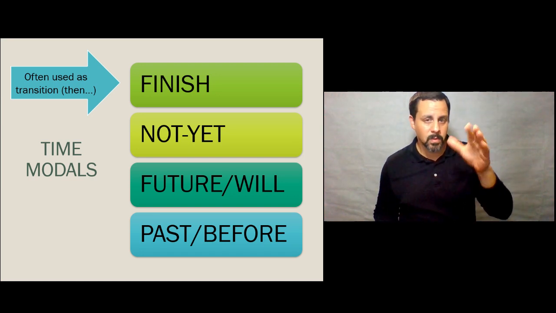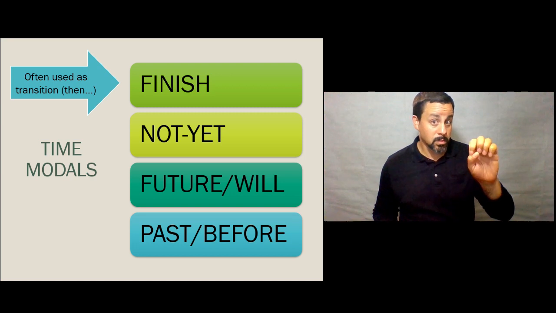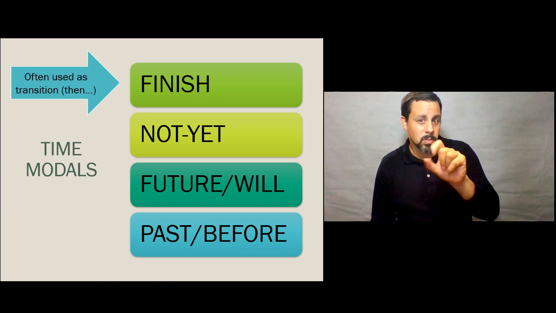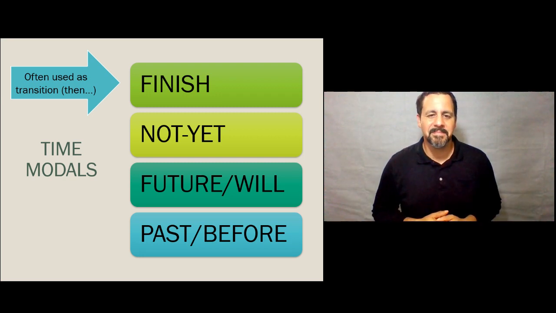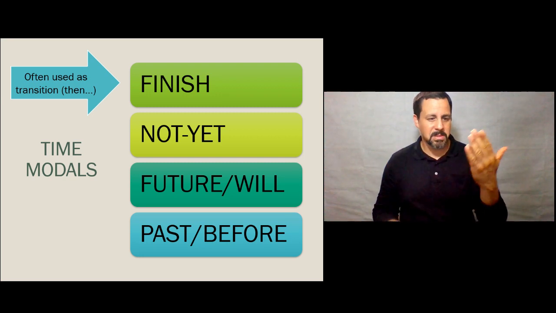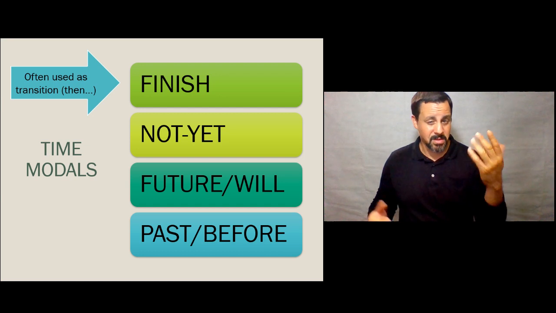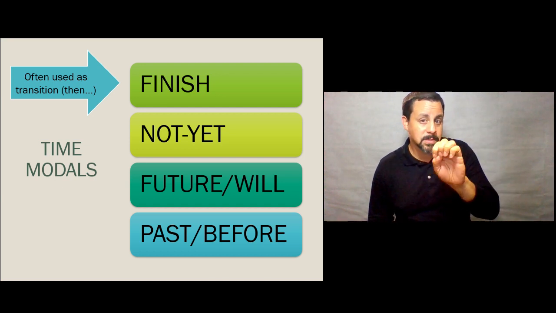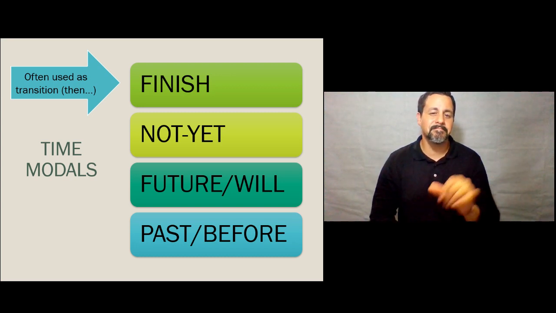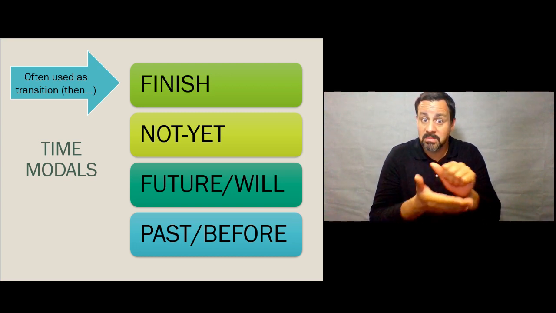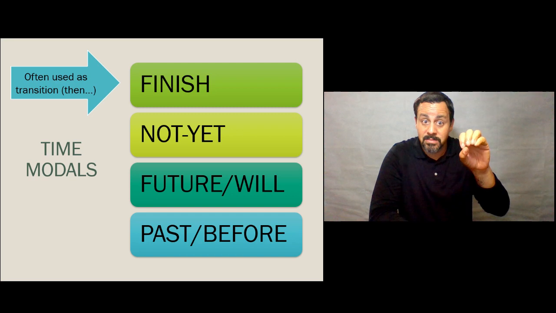The third one is future. So future and will are both the same signs. The fourth one is before. So it can be past or it can be before because they're both the same signs. Okay, that's all for time modals.